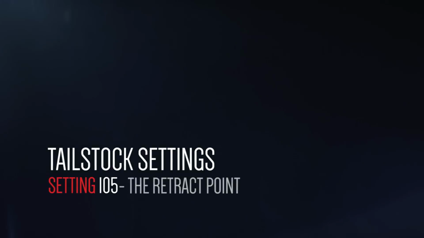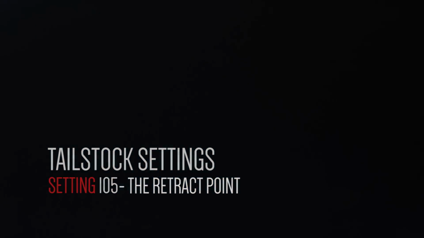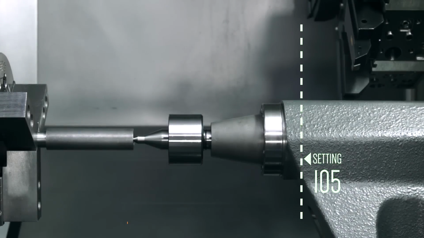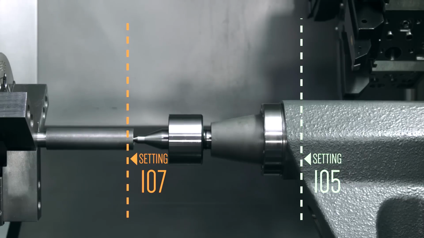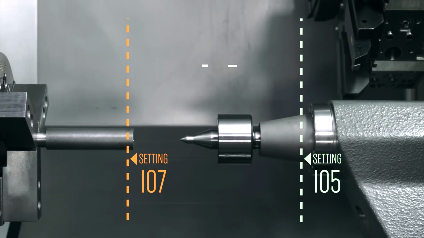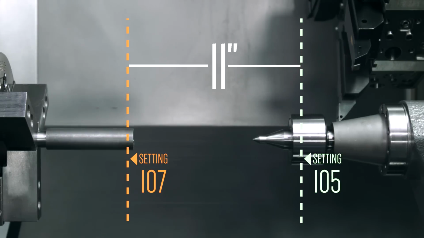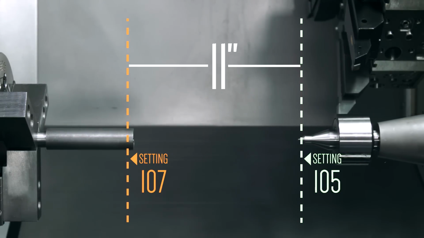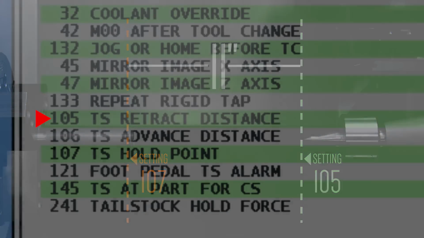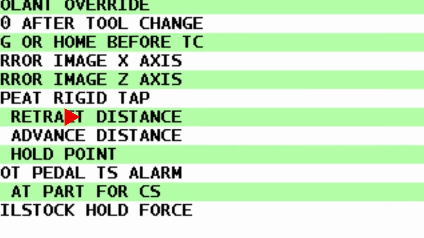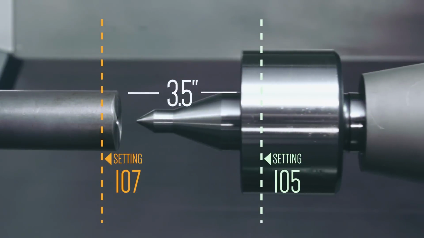With 107 and 106 out of the way, let's look at setting 105, which sets the retract point. Setting 105 defines how far away the tailstock retracts from the setting 107 value. Right now, setting 105 is set at 11 inches, and our tailstock is wasting a lot of time moving too far away. So we'll pick a new value of 3.5 inches. This keeps it closer when retracted, but it still gives us enough room to remove the part.